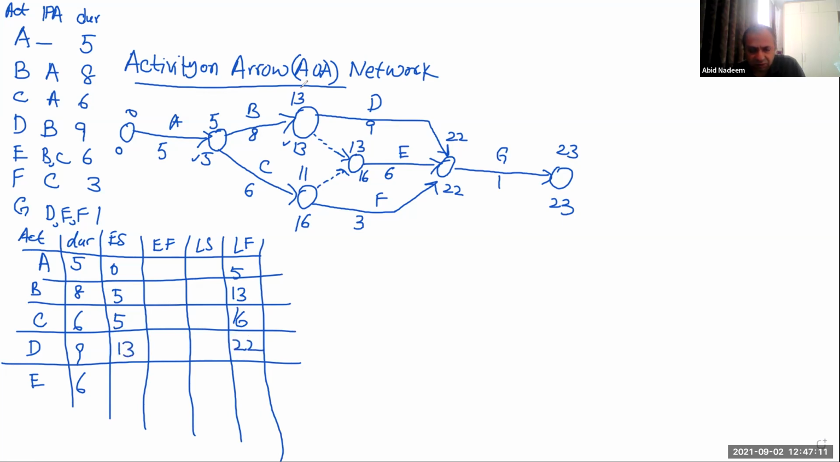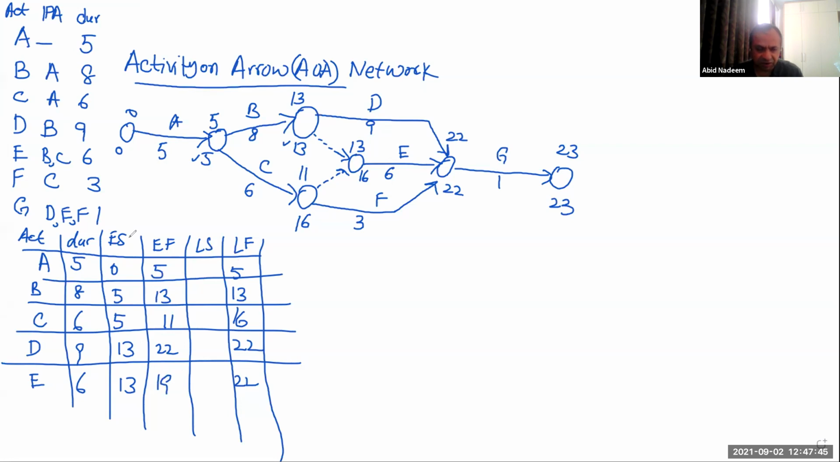So we will take this value and the opposite side value: early start and late finish values for each activity. So for activity E, you will have 13 and 22. The early finish time will be 0 plus 5, it will be 5. 5 plus 8 is 13. 6 plus 5 is 11. 13 plus 9 is 22. 13 plus 6 is 19.